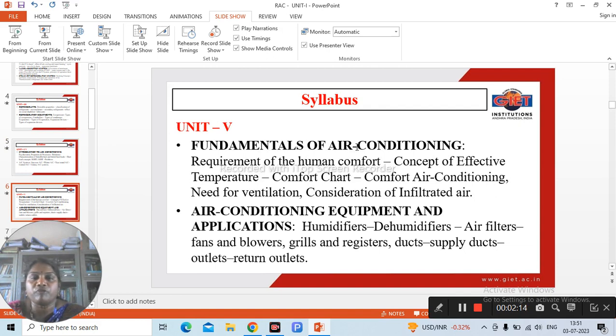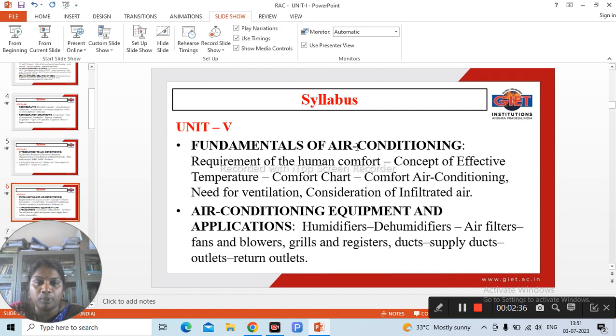Next, see the fifth unit as the last unit. What are the fundamentals of air conditioning? That means the requirements of human comfort, the concept of effective temperature and comfort chart, comfort air conditioning, and the need for ventilation and infiltrated air. These are the fifth unit's first part.